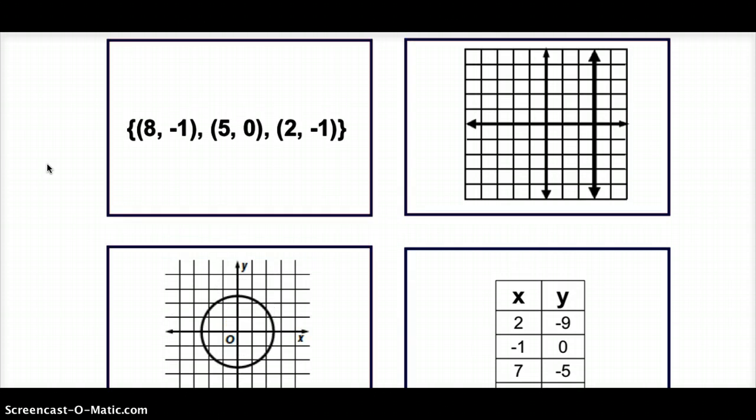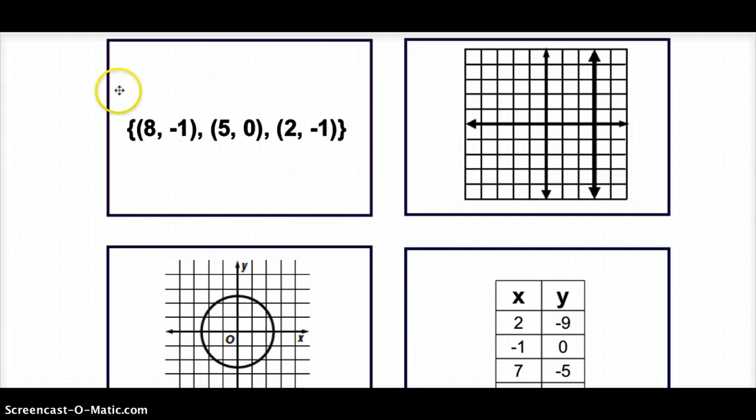Now, a function is just a special kind of relation where each x value has only one y value that it goes with. Okay, so again, a function is just a special relation that for every x there is only one y value that it goes with. So let's look at these.